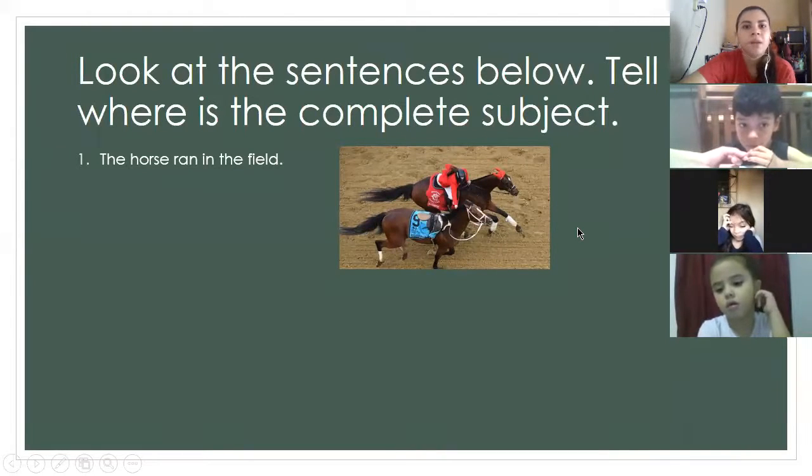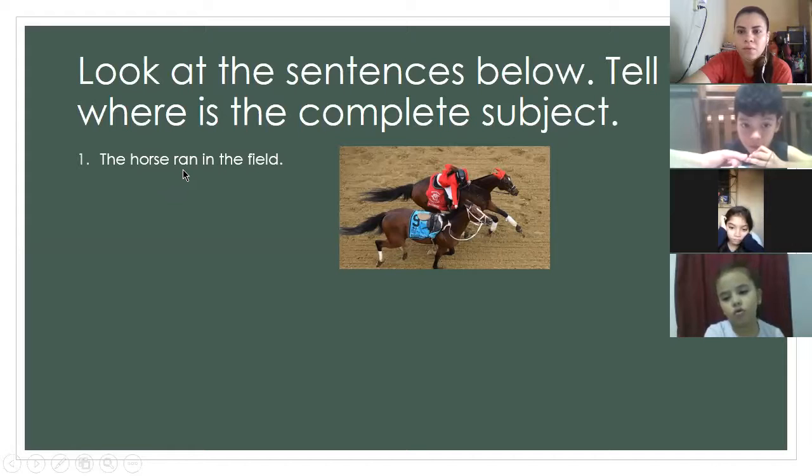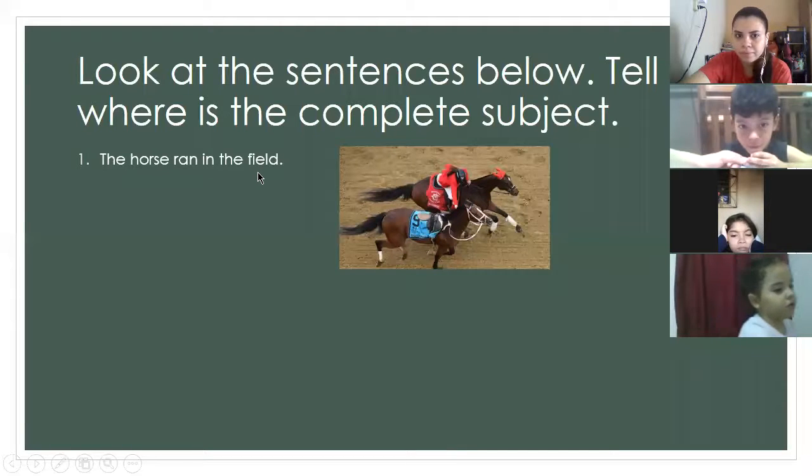Dale. Ahí está. The horse. Run. In the field. The horse ran in the field.